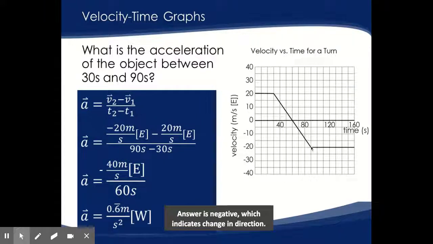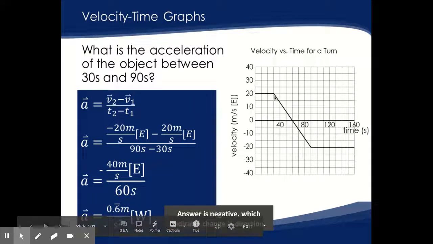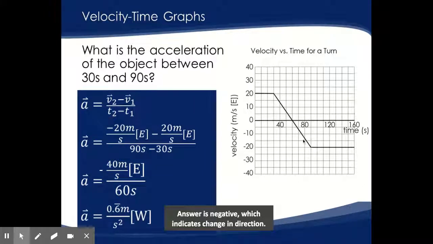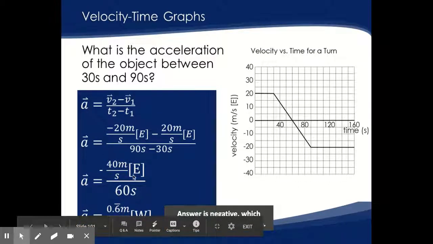Oops, sorry, you're going all the way down here. That's what this is. So you're going from the top here where you start to slow down, you've turned around, and now you're speeding back up. So the acceleration in this time frame, you're going to have the final velocity is going to be negative 20 meters per second. So at 90 seconds, you're at negative 20 meters per second. And then your initial velocity here would be 20 meters per second because that's where you're at. For the time, you're going to have 90 seconds minus 30 seconds. So what you should get on top is a negative 40 meters per second and then divided by 60 seconds.